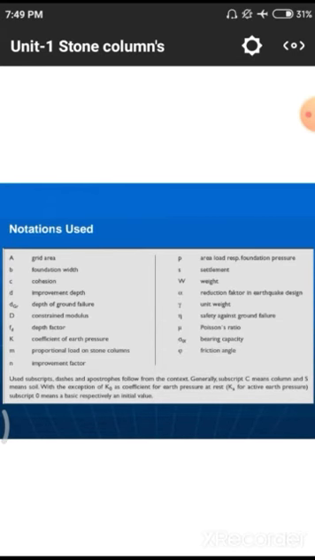N is the improvement factor. And next, we are having P equal to a normal load. We studied this in RCC and steel structures. S is the settlement value, W is the weight, alpha is the reduction factor, gamma is the unit weight. Normally gamma is the unit weight: 7850 for steel, 1440 for cement, and 2400 for concrete, 2500 for RCC, 2400 for PCC. Likewise, we are having different unit weights.